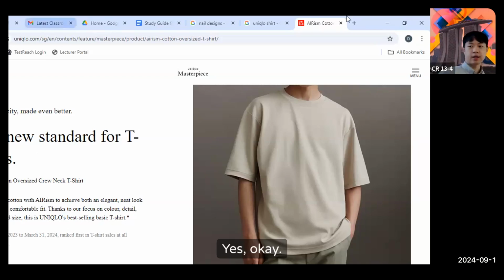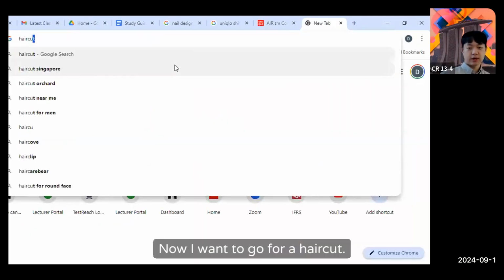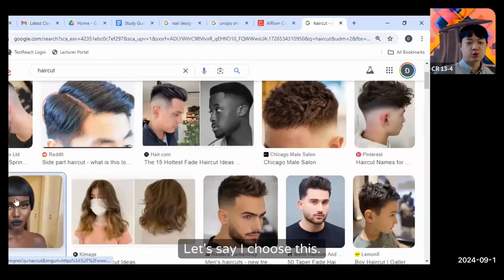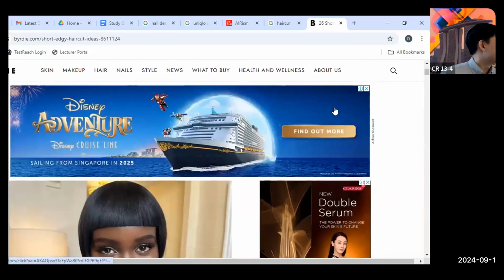Yes. Okay. Now I want to go for a haircut. Then let's say, okay, which is nice for me. Let's say I choose this.